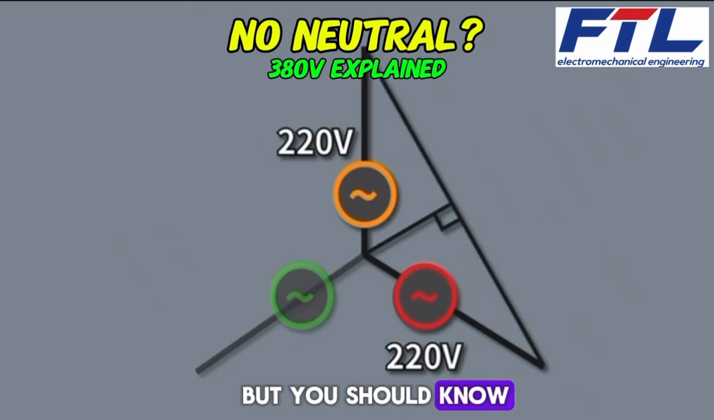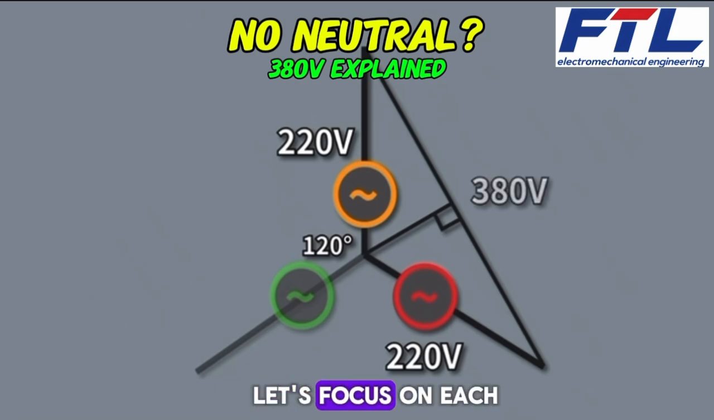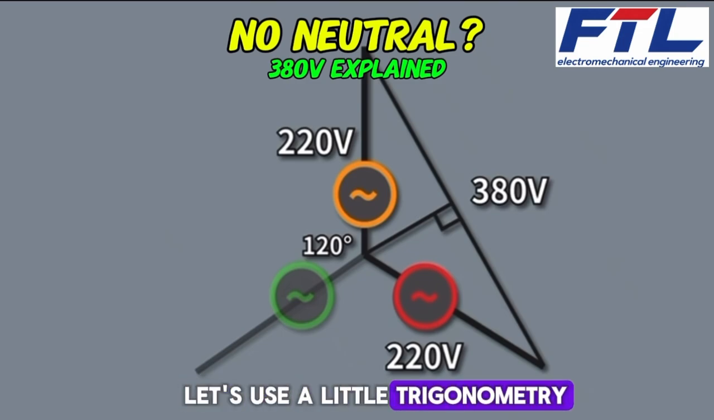But you should know, a neutral is only needed if the loads become unbalanced, but that's a story for another video. Let's focus on each phase to neutral giving 220 volts. So what voltage do we get between any 2 phases? Let's use a little trigonometry.